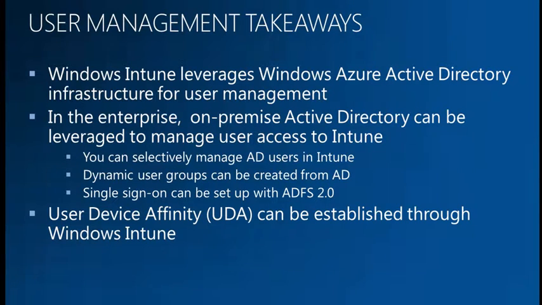And you have seen that you can create dynamic security groups in Windows Intune based on the security groups that exist on-premise, as well as provide a single sign-on experience if you are going to use Windows ADFS. And the last thing is we perform user-centric management when we link devices to users. And you can do this using Windows Intune. You can set the user device affinity as the basis of user-centric management in Windows Intune.